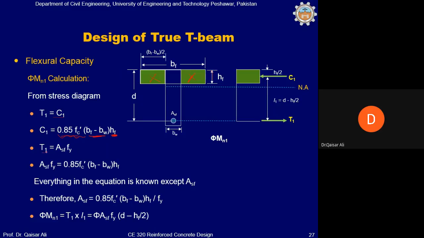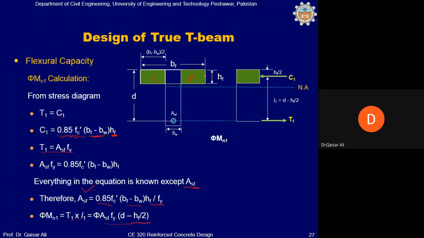And T1 is equal to ASF fy. ASF can be very easily calculated because everything in this equation is known except ASF. So ASF can be calculated: 0.85 f'c (bf minus bw) hf divided by fy. And then phi Mn can be calculated once this ASF is calculated: T1 into L1, phi ASF fy (d minus hf by 2).